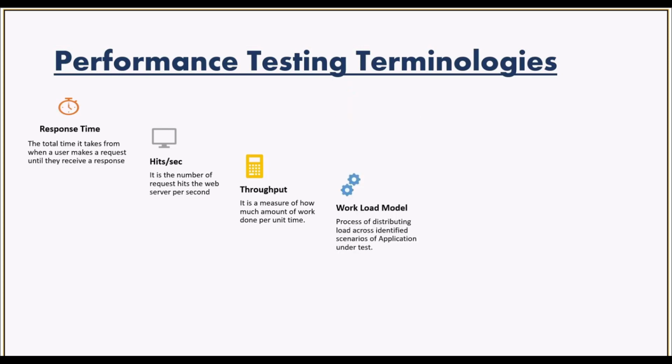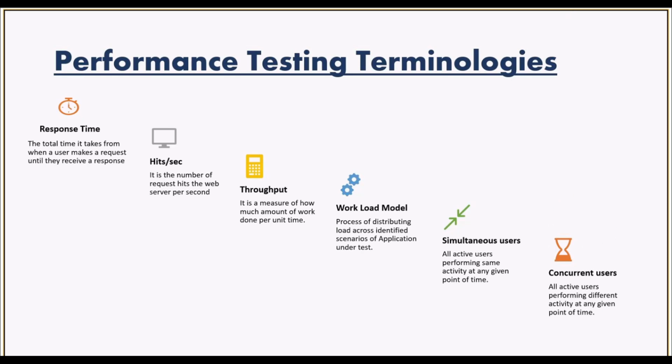Next is workload model. It is the process of distributing user load between scenarios. Little's law along with non-functional requirements are used to design this workload modeling. Next is simultaneous users. Simultaneous users are those active users who are performing same activity at any given point of time. For example, a system is having 5 users and all performing login, checkout and then logout activity exactly at the same time. Last is concurrent users.